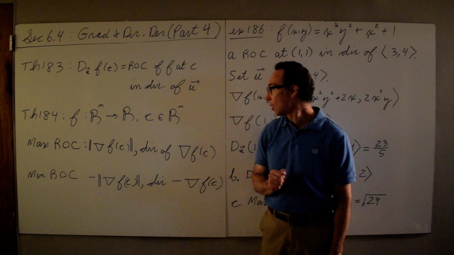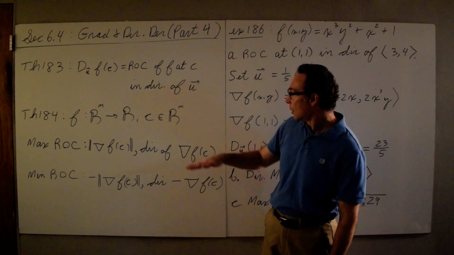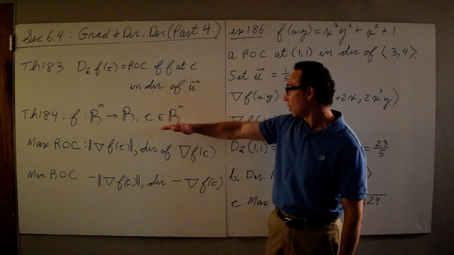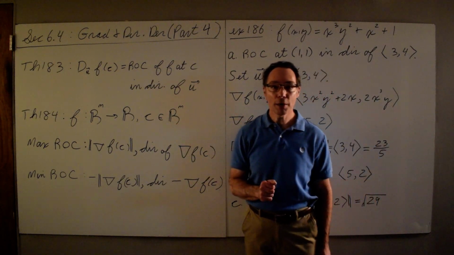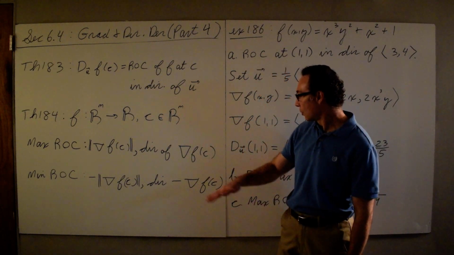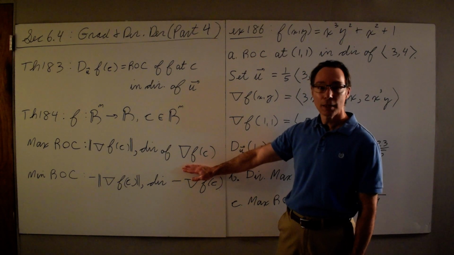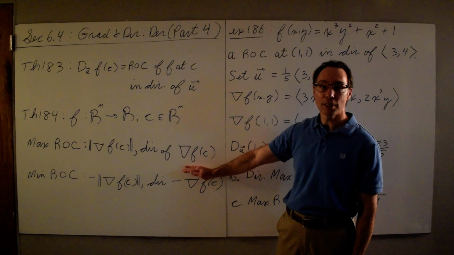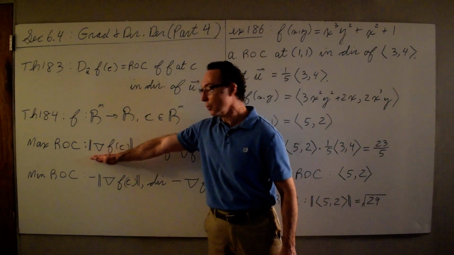And so, theorem 184: we have f as a function from Rn into R, and C is in Rn. The maximum rate of change of f at C occurs in the direction of the gradient. That is the direction it occurs in, but what the maximum rate of change actually is, is the magnitude of the gradient.